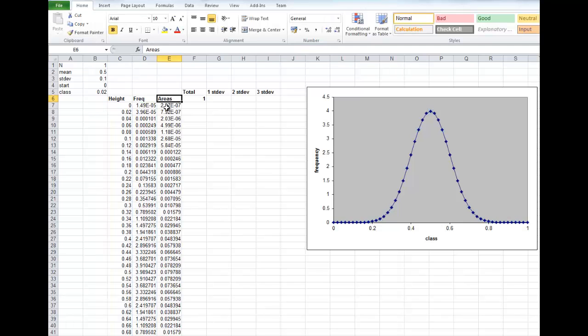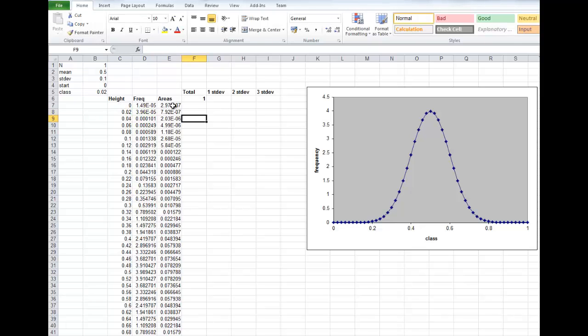The area under the curve is going to be the width times the height. Effectively, each of these could be seen as a small rectangular column underneath here. The area of a rectangle is the base times the height, and the base is the height class, which is constant at 0.02, and the height, which is the y direction, is the frequency. So if you multiply the two together, the class, which is the x, multiplied by the y, you get the area.